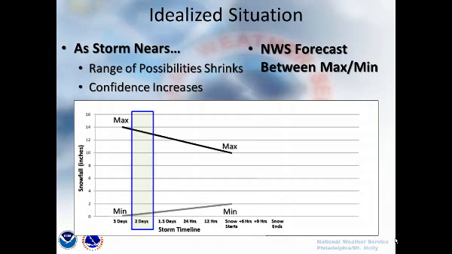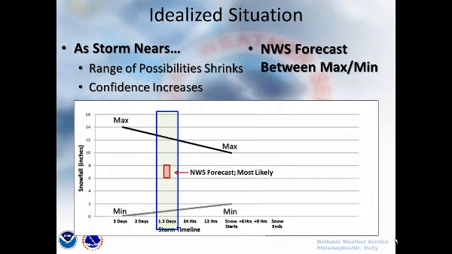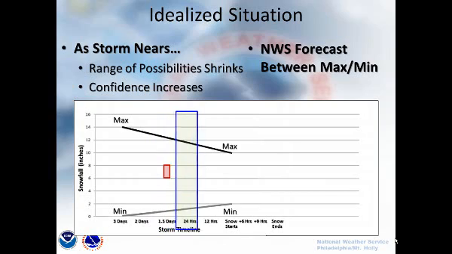So as we get even closer to the event and we start issuing our most likely forecast, our deterministic forecast, that deterministic forecast issued by the National Weather Service forecaster will lie somewhere between the goalposts, somewhere between the potential maximum and the potential minimum. Now, there's no guarantee. In fact, it's very likely that the deterministic forecast developed by the forecaster will sometimes be closer either to the minimum or to the maximum.